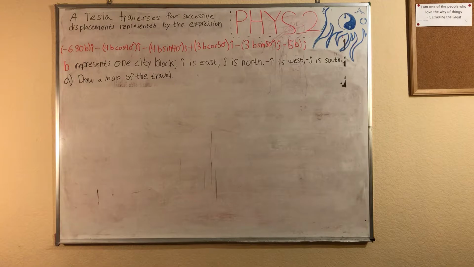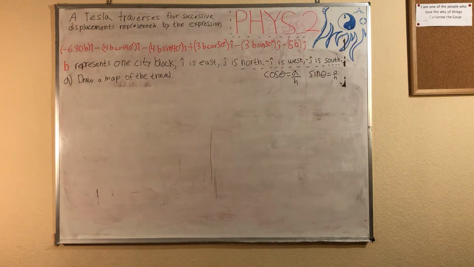Before moving on to draw a picture, let's write out the equations for cosine of theta equals adjacent over hypotenuse, and sine of theta equals opposite over hypotenuse. To draw, start out with a starting point. Now we just need to follow the expression given. So we have a negative 6.3 i hat, so let's go 6.3 blocks west from our start.